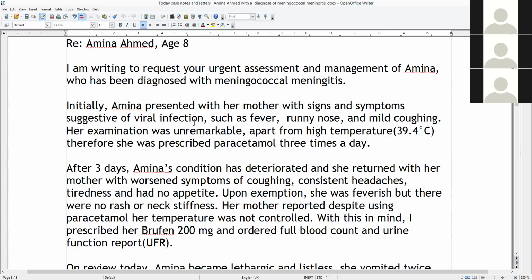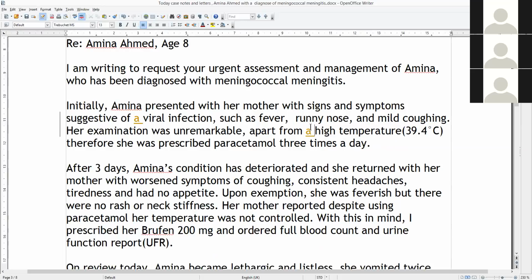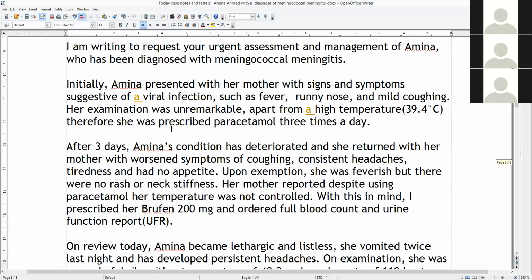I know viral infection is, I would be tempted to put an article in front of that: a singular viral infection, such as fever, runny nose, and mild coughing. Apart from a high temperature, again, because it's a noun phrase, I would be tempted to put an article there. Therefore, she was prescribed paracetamol. Now, you've got to watch this. Therefore means a direct consequence or result of.